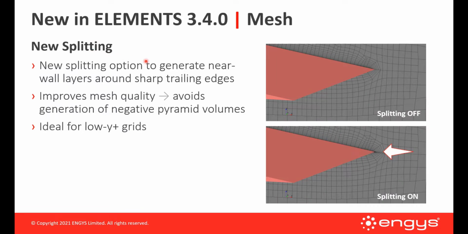Another thing we have improved in mesh is we have introduced a new splitting option to generate near wall layers around sharp trailing edges. So this is a very simple example here where we have splitting off, and then we switch on splitting at the rear of a wing profile. So at the trailing edge of the wing profile, we have more control now over what happens, and we can increase the quality of the mesh in these regions to avoid generation of negative pyramid volumes. So it's ideal for low Y+ grids.